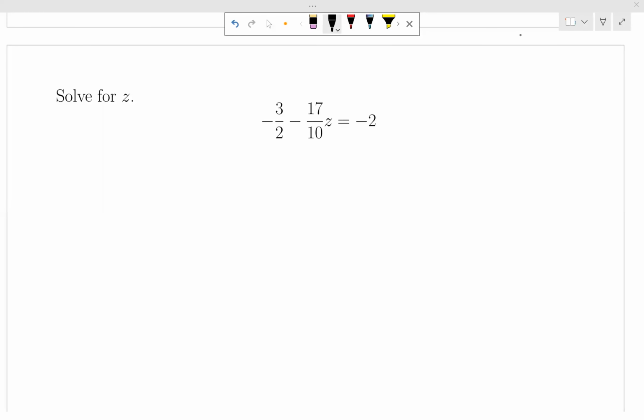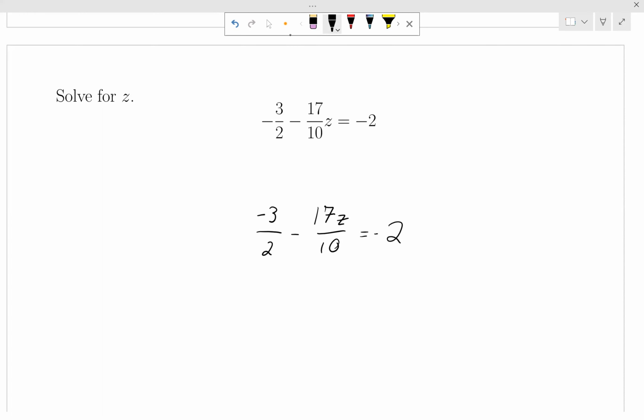So the first thing we need to do on this left-hand side of our equation is get a common denominator. So I'm going to rewrite this a little bit. I'm going to write it as -3/2 minus 17z over 10 equals -2.